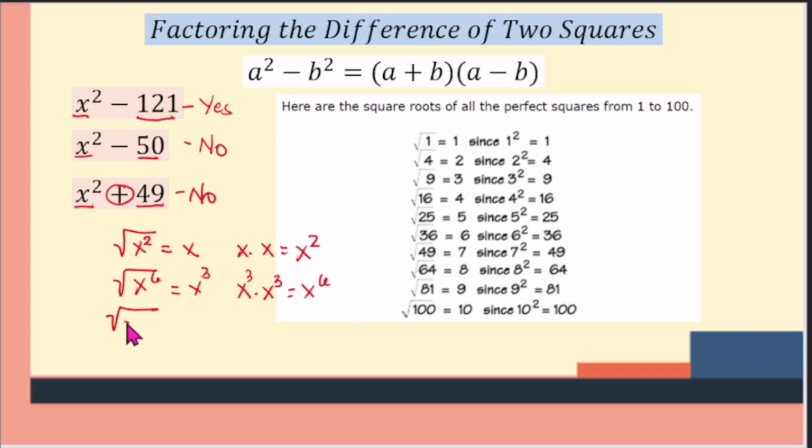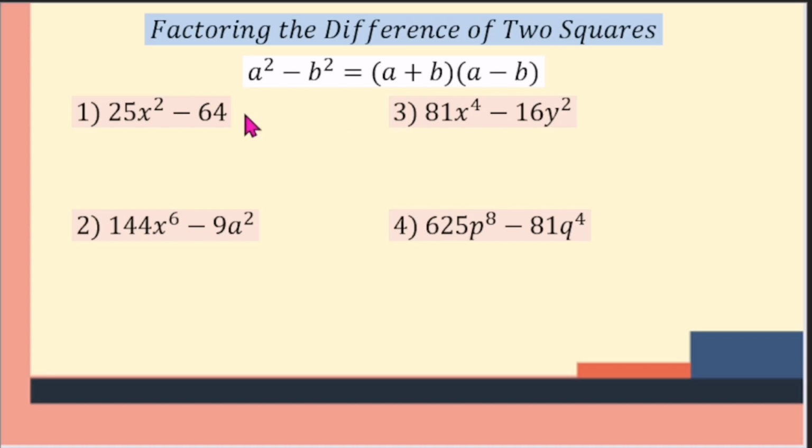And last example, ang square root ng x raised to 8 equals x raised to 4. Kasi x raised to 4 times x raised to 4, i-add ninyo yung exponent, that is equal to x raised to 8. So, ito po yung mga square root ng mga variables. So, let's have an example.